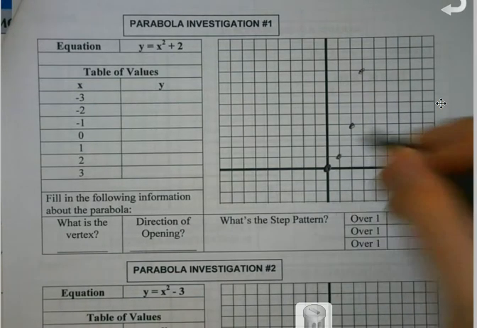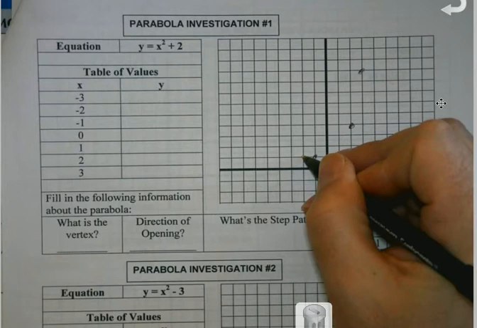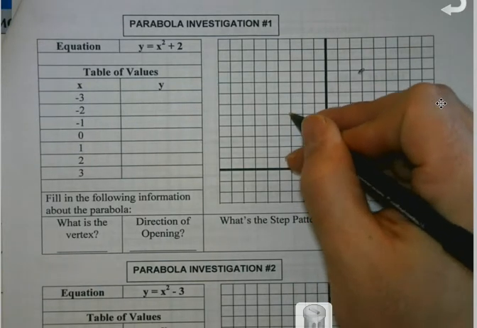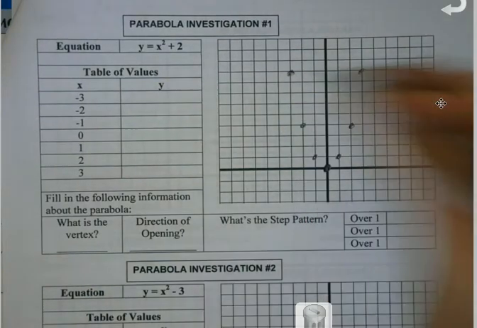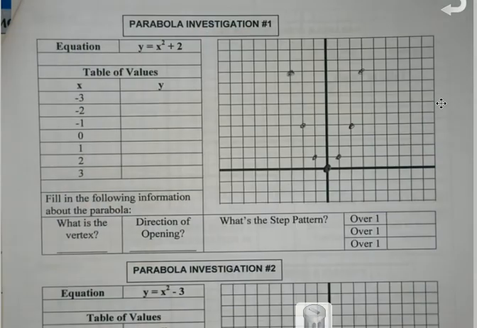And I do the same thing going to the left. I can go over 1 and up 1. Over 1 and up 3. And over 1 and up 5. Okay, just like that. I got my base parabola ready to go. But what changes this time is that I have a plus 2 at the end. And that plus 2, what do you think that's going to do to all my dots? Which direction do you think I'm going to be moving them?